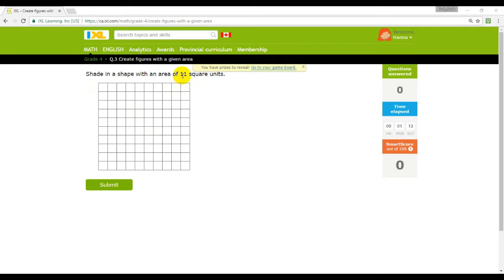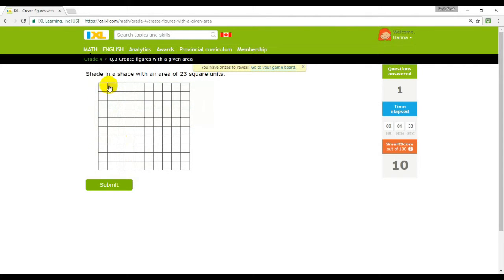So this time we have to do 11. So 11. 1, 2, 3, 4, 5, 6, 7, 8, 9. No, that's 10. And then 11. There. Now we shaded in 11 square units, which is 11 areas.